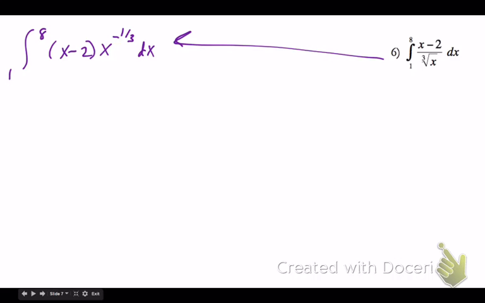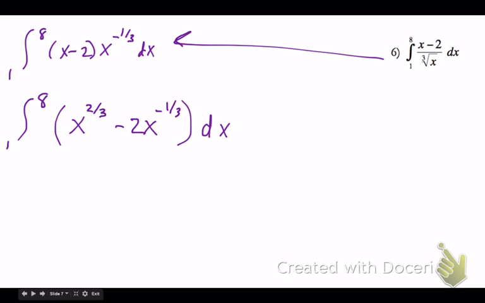Distribute. Great. Let's distribute that x to the -1/3. So if I distribute it, I get the integral from 1 to 8 of what? What's x times x to the -1/3? What do I do with exponents when I'm multiplying? I'm adding. So x to the first power and x to the -1/3, if I add those exponents, would be x to the 2/3. And then -2x to the -1/3 still. All right, let's see how well you can take the integral of that. So go ahead and take the integral of that, and then evaluate for the fundamental theorem of calculus.